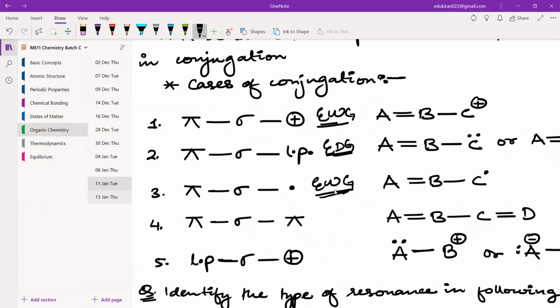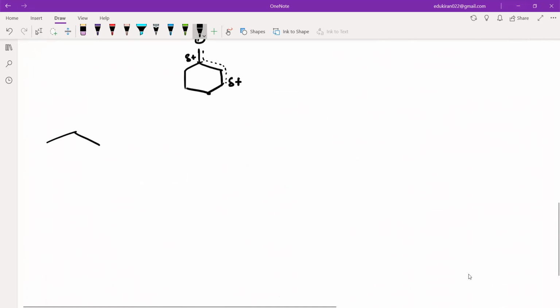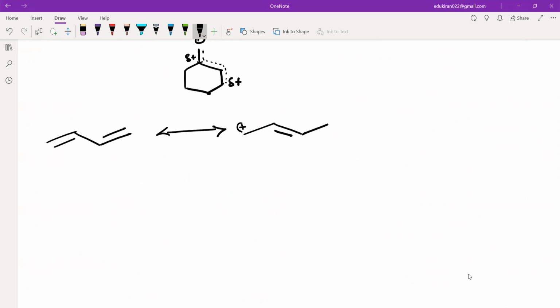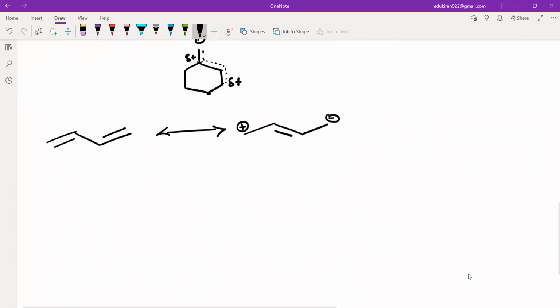For example, let us see. If you have something like this, what will happen? Okay, it doesn't matter here. There is no functional group here. Both are CH2, CH2. But if you have oxygen, then it is going to withdraw electrons. But in this case, electrons are not being withdrawn or donated, because all of these are carbons. There is no functional group and no other atom here.